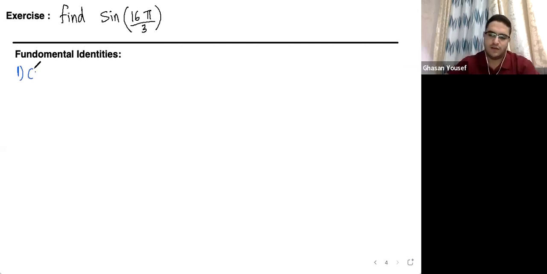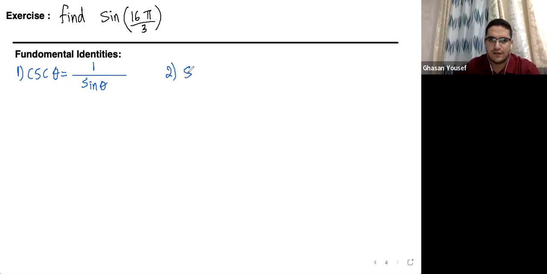Cosecant of any angle is 1 over sine. The cosecant is the reciprocal of the sine, 1 over the sine of the angle. For the second one, the secant of the angle equals 1 over cosine, always 1 over cosine of the angle.